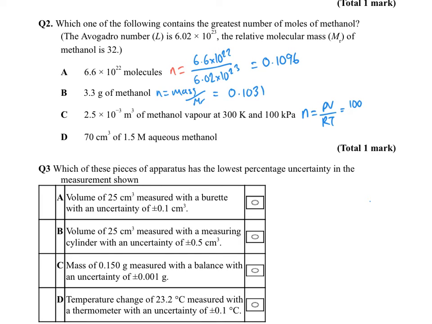Pressure, remember you've got to convert into pascals. Volume is already given to you in metres cubed, so you don't have to convert that. R is the gas constant, and temperature has been given to you in Kelvin, so you don't have to convert that either. And that comes out at 0.100. And for this last one, it's going to be volume times concentration, and it's in centimetres cubed, so remember to divide by 1,000, and that should give you 0.105. Okay, so the one that has the greatest number of moles is going to be the first one, which is A.